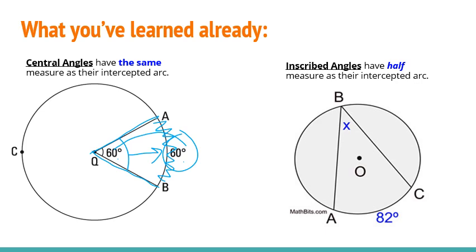And then related to that, this is an inscribed angle. These angles have half the measure of their intercepted arc. So whereas the central angle would have the same measure, angle x here would equal half of 82, which is 41 degrees. So that's a review of what you've already learned.